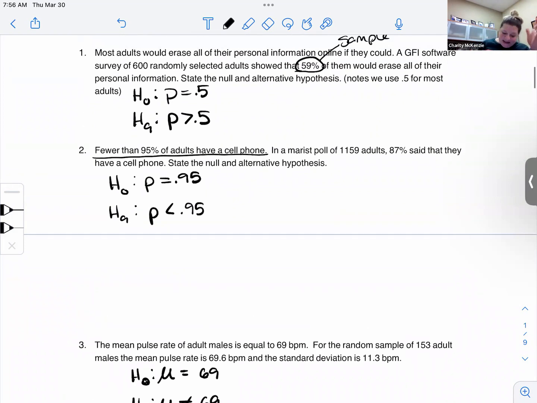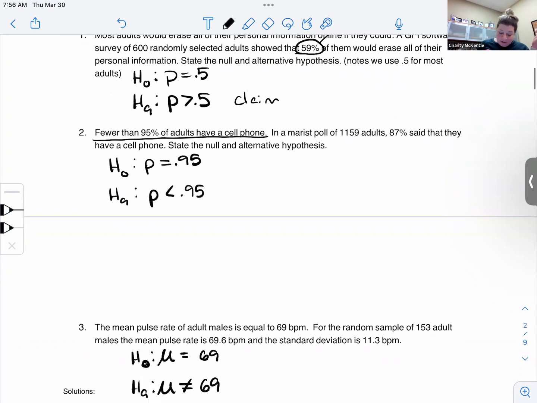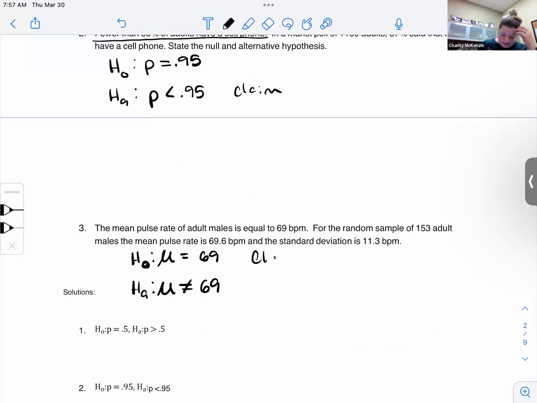So let's think about this. Actually, most adults, this goes with the claim here, right? Most adults. Fewer, this is the claim here. And then here, this one's the claim. So it doesn't really matter which one goes with your claim. We set it up a specific way and we either go with the claim or we don't. So 90% of your homework is just setting these up because I need you to figure out, separate the sample data, look at the claim, set up your hypothesis. Okay.